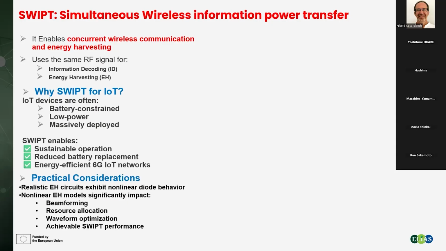But there is a practical consideration: realistic energy harvesting circuits are nonlinear, not linear. This is because of the diode behavior when translating AC to DC using a diode. This nonlinear energy harvesting will affect the beamforming, the resource allocation, the waveform optimization, and the achievable SWIPT performance. And we need some machine learning techniques to handle or solve these problems.